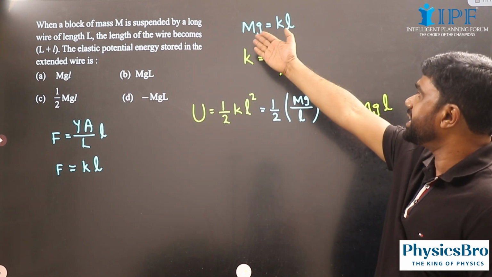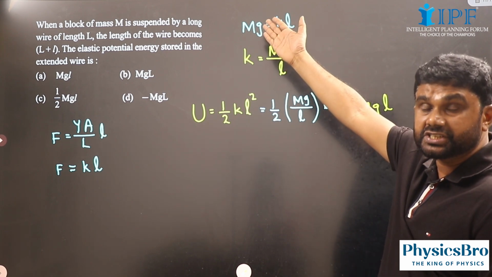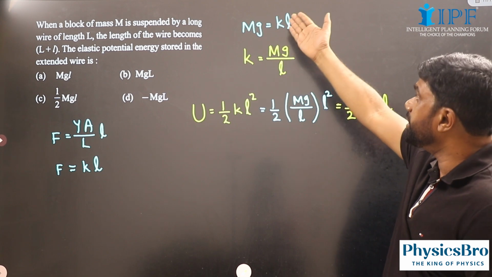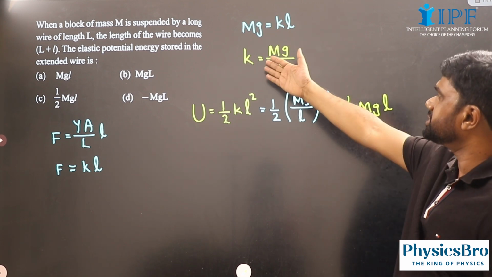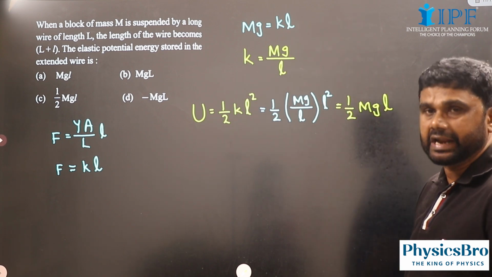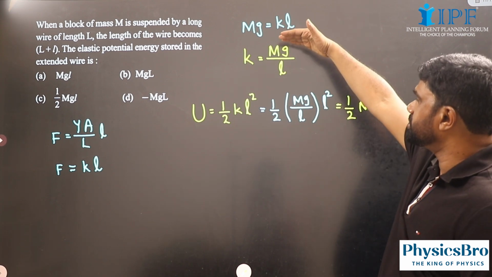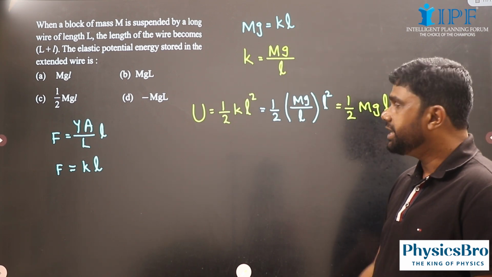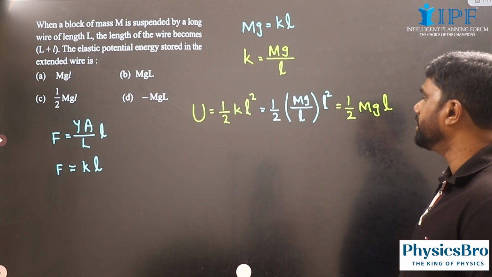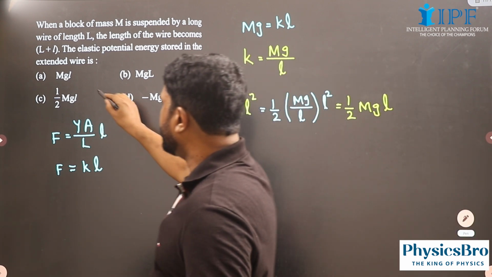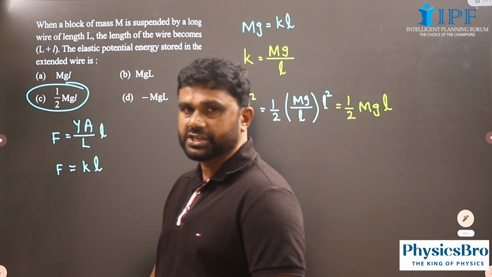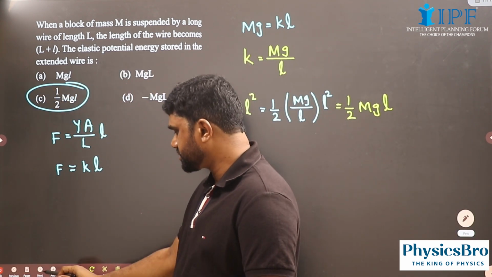At equilibrium, this mg, the force with which the string is stretched, will be equal to K, the force constant, into elongation. And the force constant we can rewrite as mg over l, where mg is the force applied and l is the elongation. Elastic potential energy is half K l square, this is half, and K is mg over small l, then l square. It is half mgl. So this must be the energy stored in the elastic string.